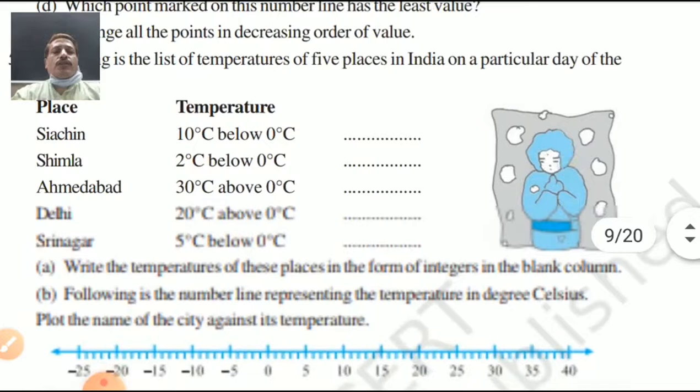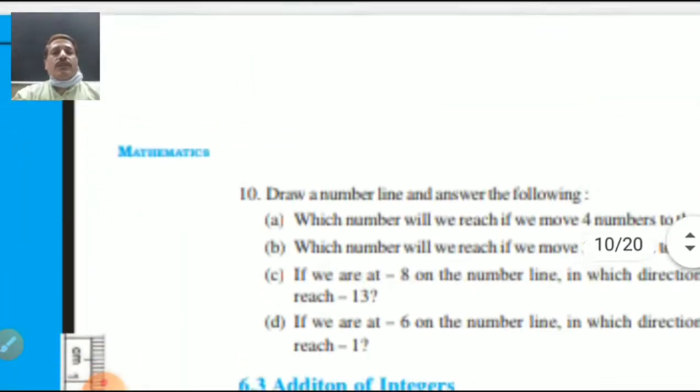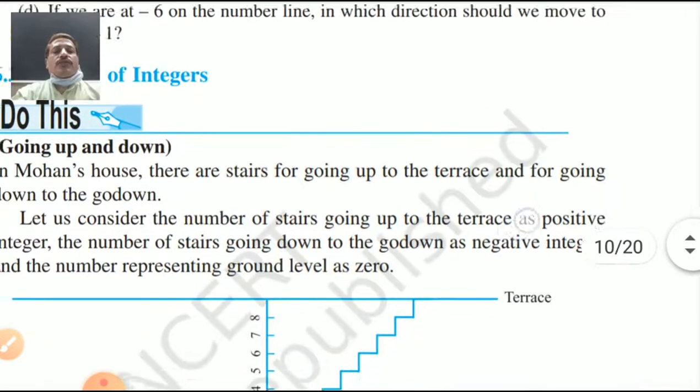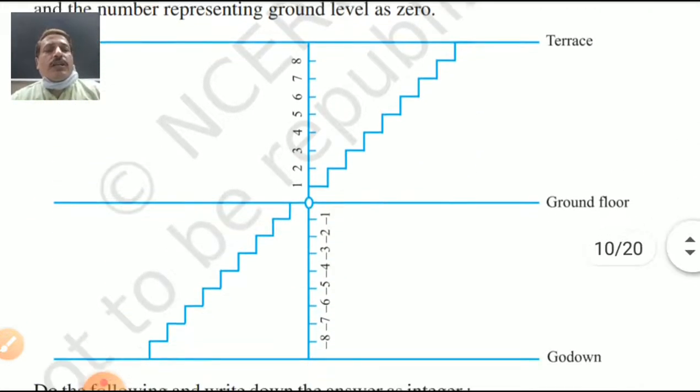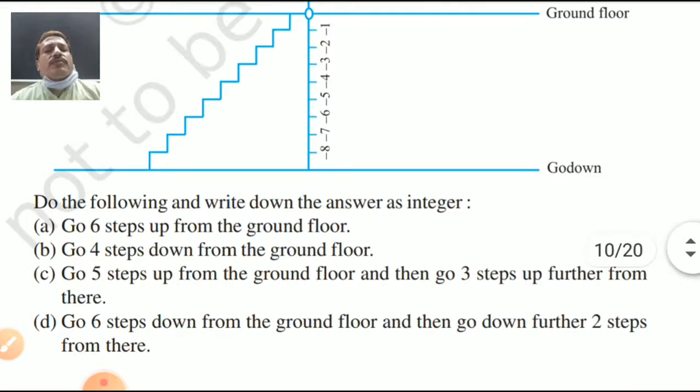Very good questions are there with pictures. My dear student, it is very easy questions. Now 6.3, addition on integers. See students, addition and subtraction we did in natural number and whole number. Same process will be coming over here with the ground floor, terrace and go down. Go downs will always come down under the ground. Okay, very good. So here some steps are given.